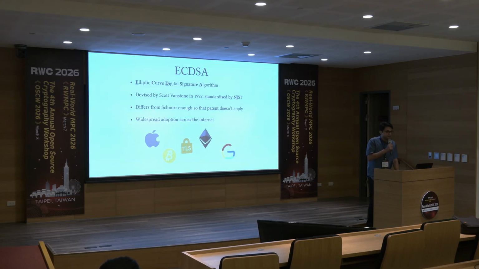Right, so ECDSA, or the elliptic curve digital signature algorithm, was devised in the 90s and has been standardized for a while now. And importantly, it differs enough from Schnorr, which was patented, that it was able to get around this patent and find wide deployment around the internet.